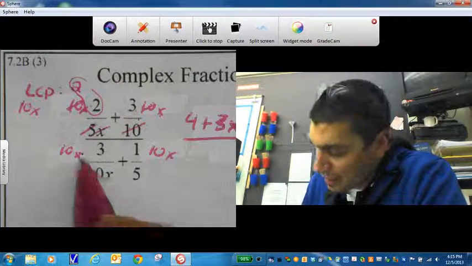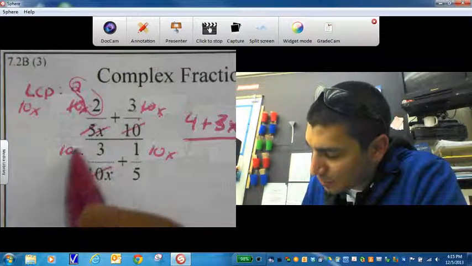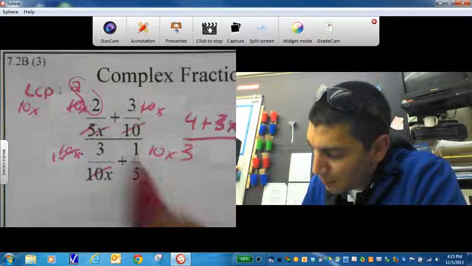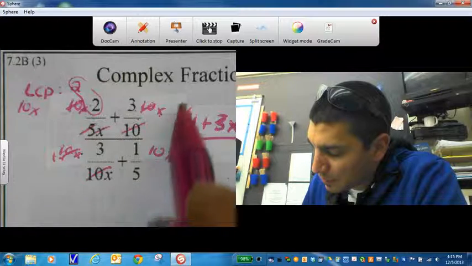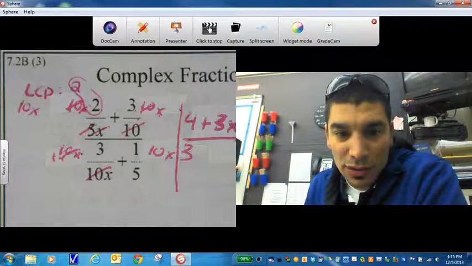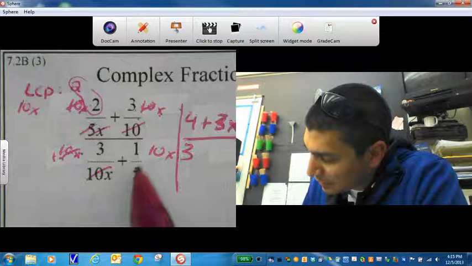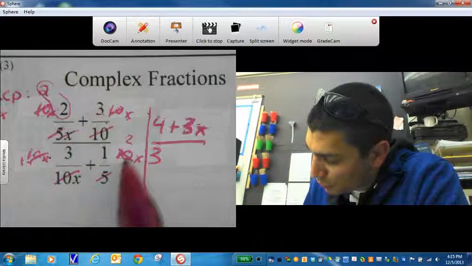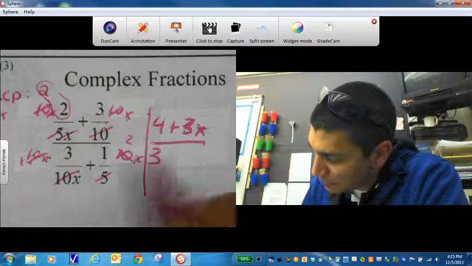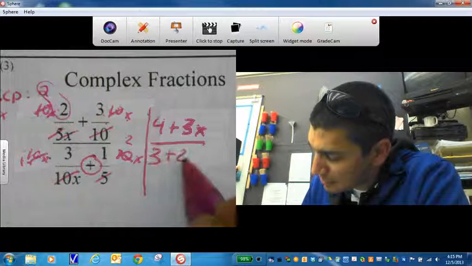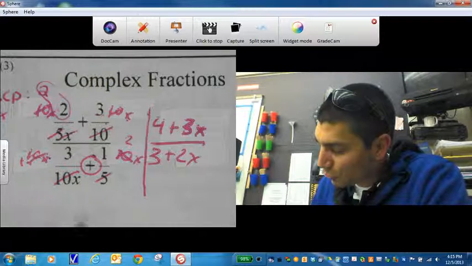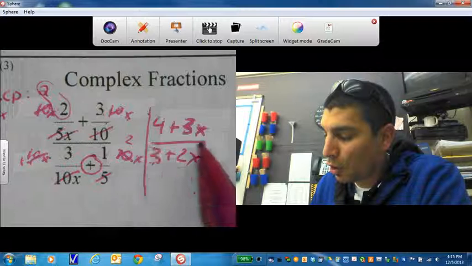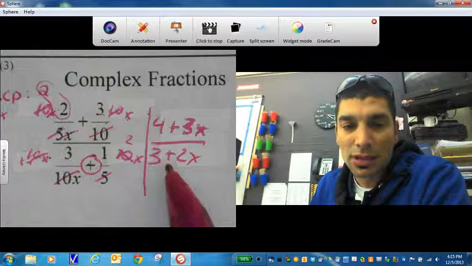10x, 10x, 10x, 10x. 1 times 3 is 3. The bottom left is now a 3. I'm going to put a little line here so I don't get you confused. Did I put the 10x right there? 5 goes into the 10x how many times? 2. 1 times 2x is plus 2x. So this whole thing simplifies to (4 plus 3x) over (3 plus 2x).